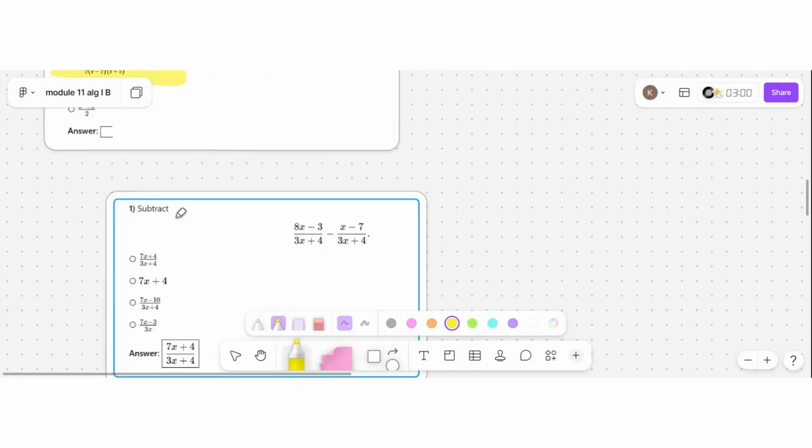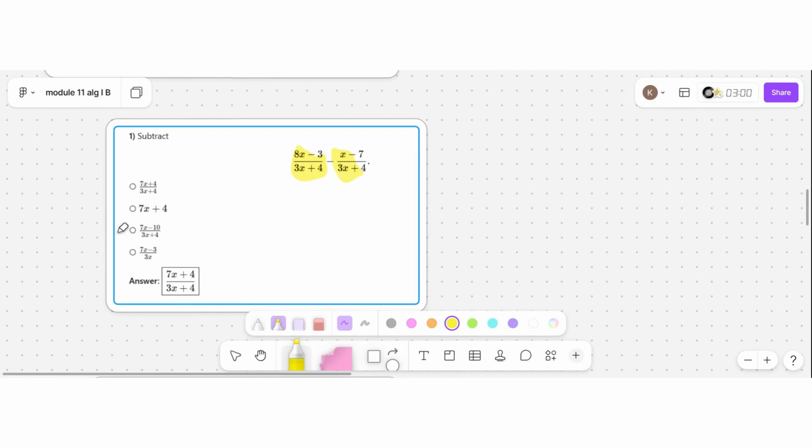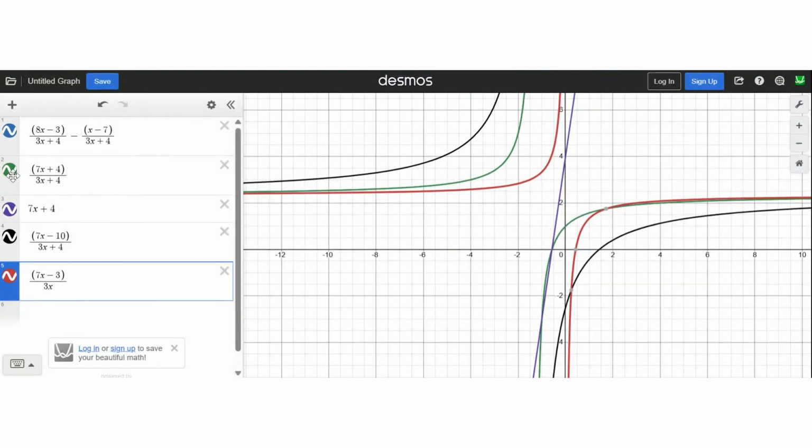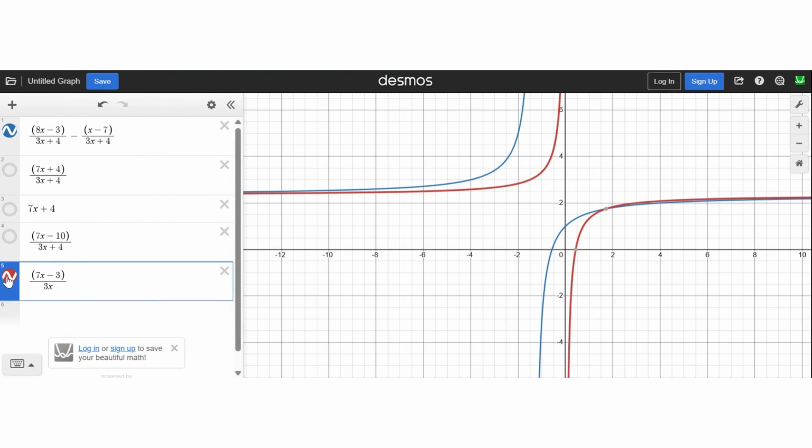All right, now we're subtracting. So we're going to plug these into Desmos, the 4 possible answers, and see what we get. Again, I want you to pause and practice plugging these in. We're going to undo these and just click one at a time and see which one overlaps, which we see right away. I click the correct answer. It's overlapping right away. So we know this top one's the correct answer.